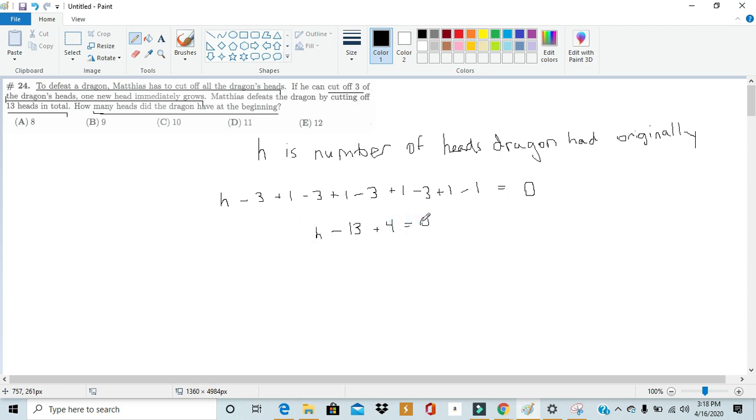So we basically just simplify this original equation into simpler terms. Doing some computations, we get h - 9, because -13 plus 4 will give us -9, is equal to 0. And then bringing the 9 to the other side, we see that h is equal to 9. Giving us that the dragon originally had 9 heads. So here, we solved the problem. We got that the dragon originally had 9 heads.